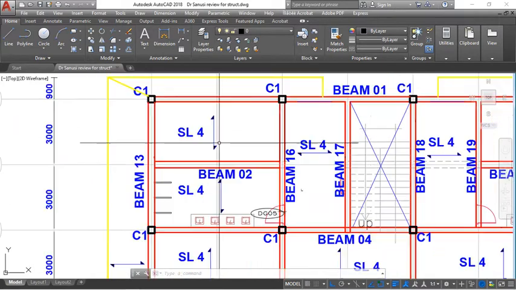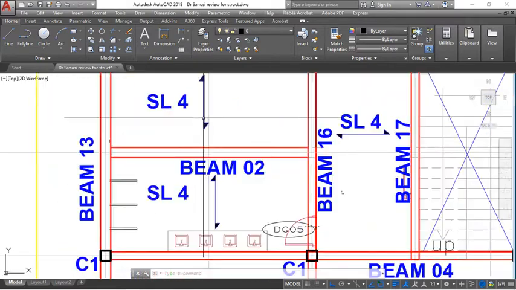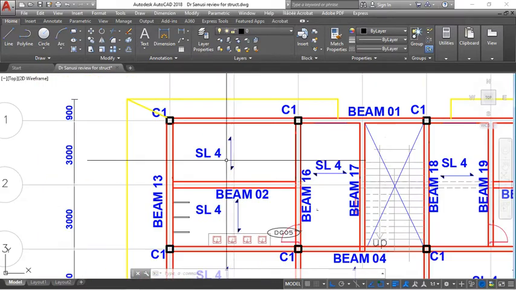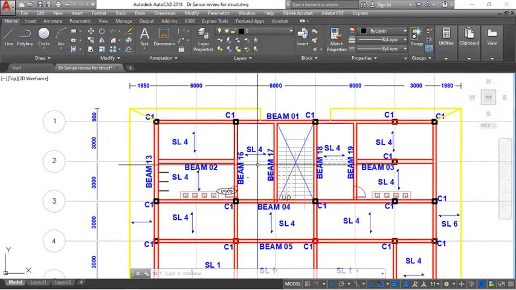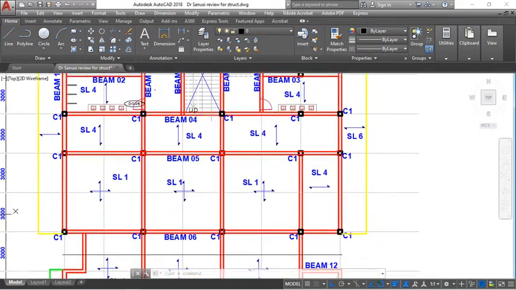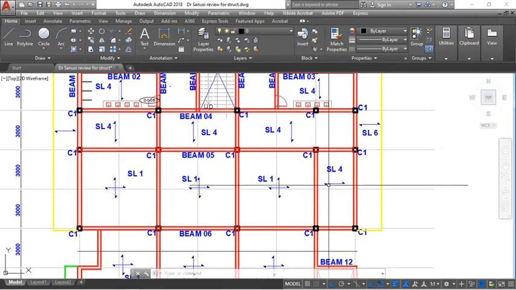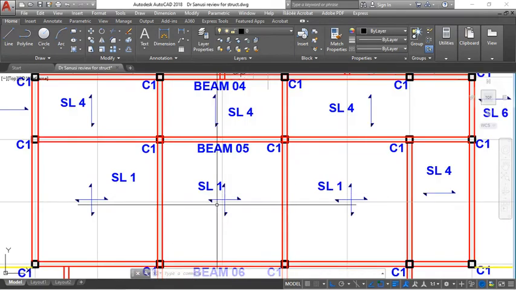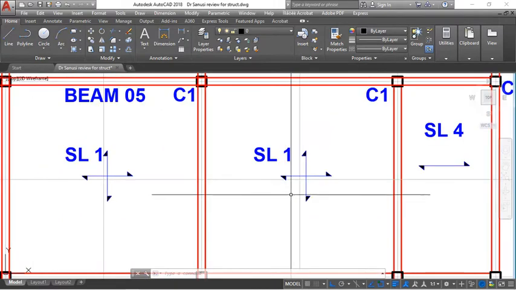Now, if you look at the slab, I have labeled the slabs. You can see this is slab 4, and all slab 4 are one-way solid slabs. Then I also have slab 1. Slab 1 are two-way solid slabs.